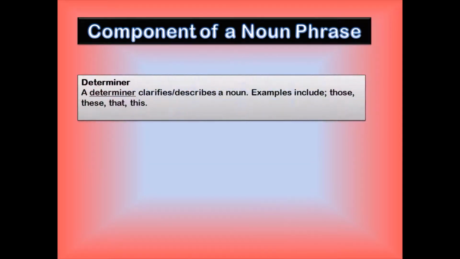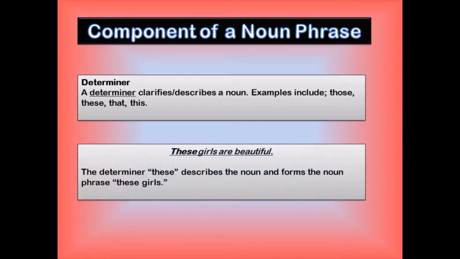Lastly, we also have determiner. Now what is a determiner? This clarifies or describes a noun. Examples include those, these, that, or this. Now, here is an example. These girls are beautiful. The determiner these describes the noun and forms the noun phrase these girls. So that is an example of determiner.